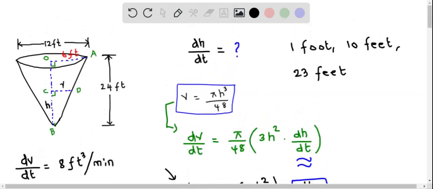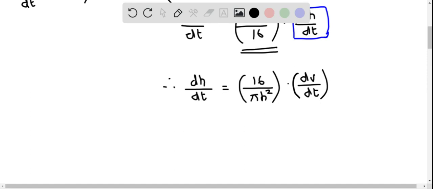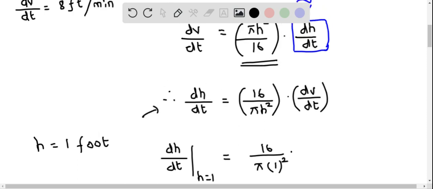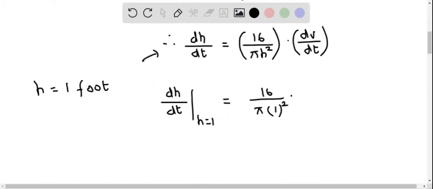We can substitute the different heights, that is 1 foot, 10 feet, and 23 feet. So first I'm going to plug in h equals 1 foot into this dh/dt. This basically gives us the rate at which the water level is rising. So dh/dt when h equals 1 equals 16 divided by pi times 1 squared, and then we replace dV/dt by 8. So this is 16 times 8 divided by pi times 1 squared, and 1 squared is 1, so it is 128 over pi.